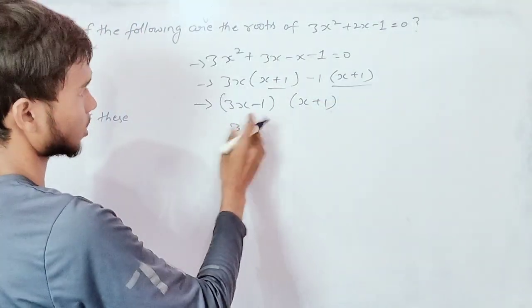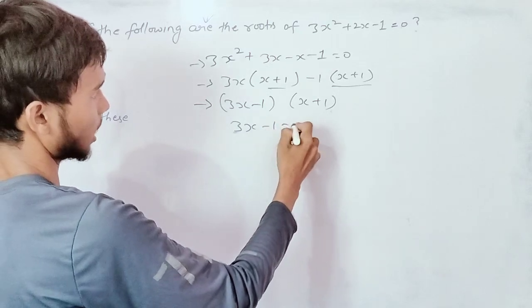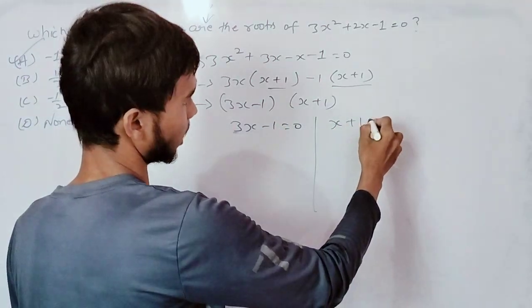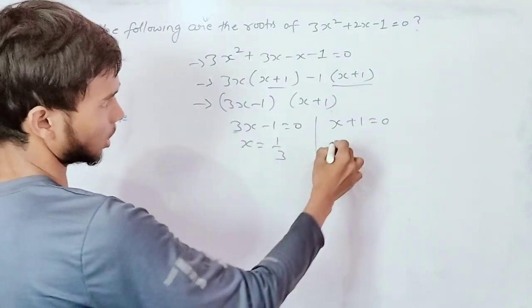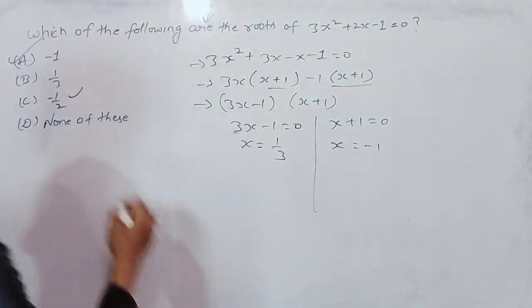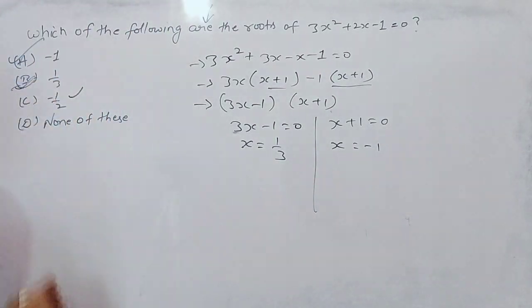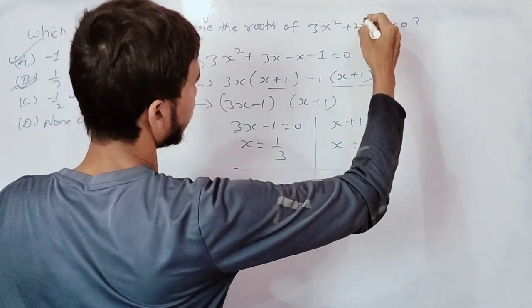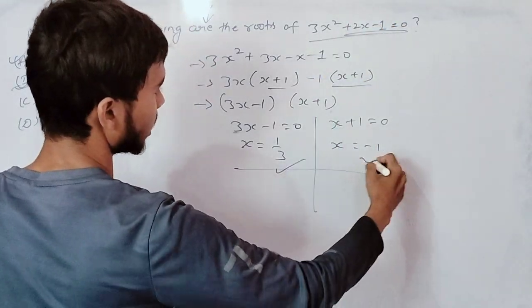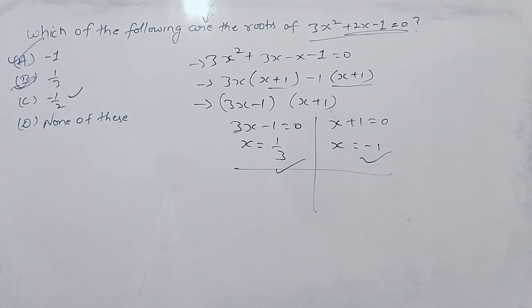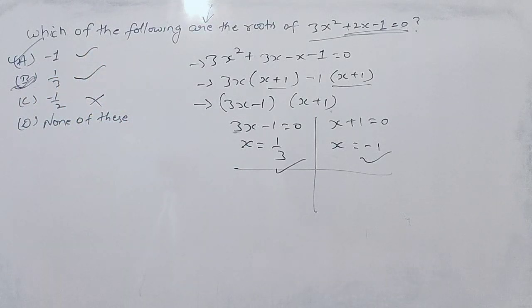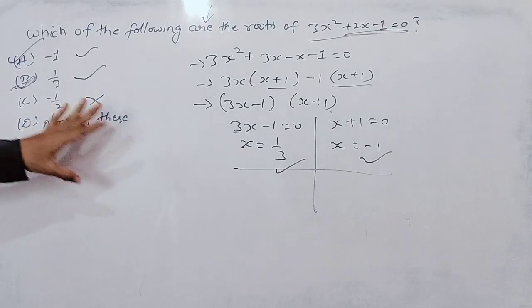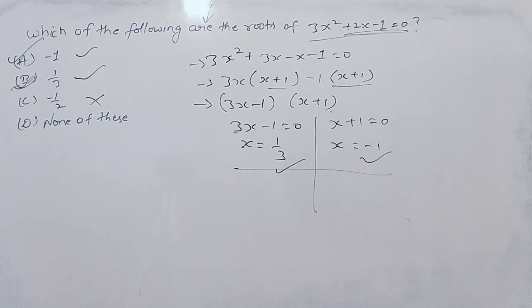Now 3x minus 1 I can write like that, x plus 1 I can write like that. From this I will get 1 upon 3, from this I am getting minus 1. So only roots of this equation can be this and this. Clear? Not this. This and this. By using the splitting method, you can find roots of any equation.